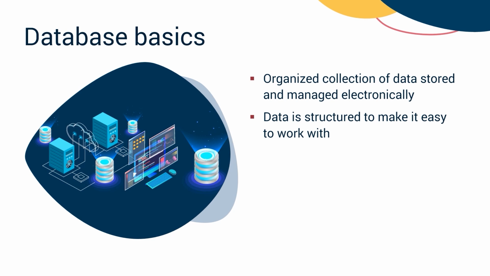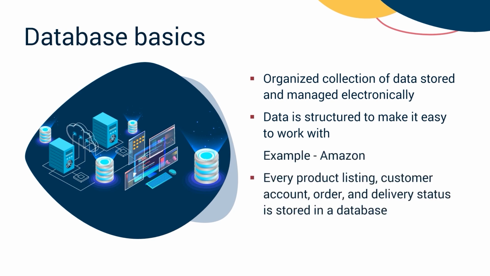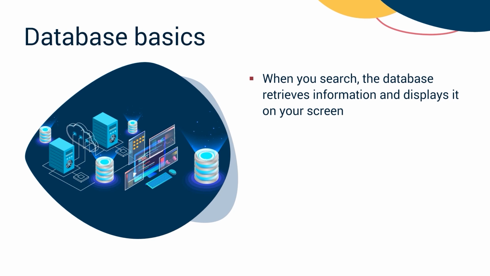For example, consider an online retailer like Amazon. A database stores every product listing, customer account, order, and delivery status. When you search for a product, the database retrieves that information and displays it on your screen in real time.